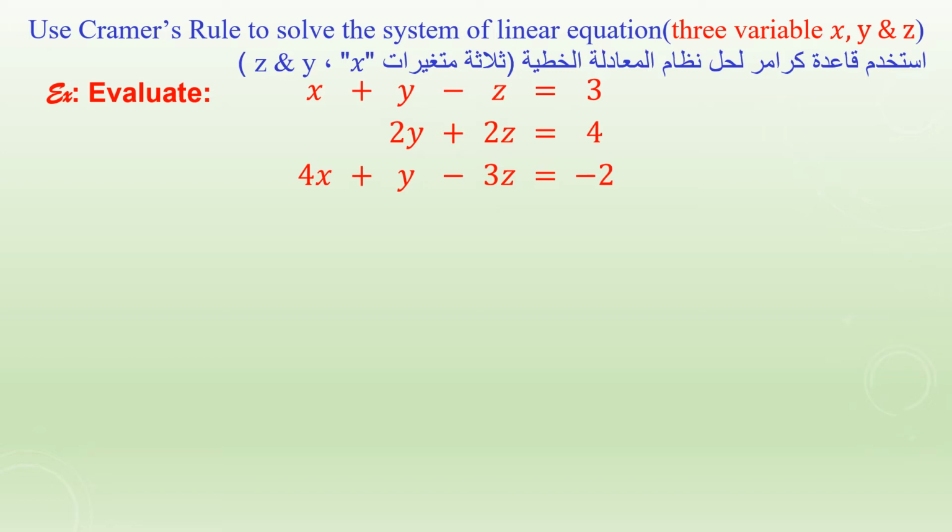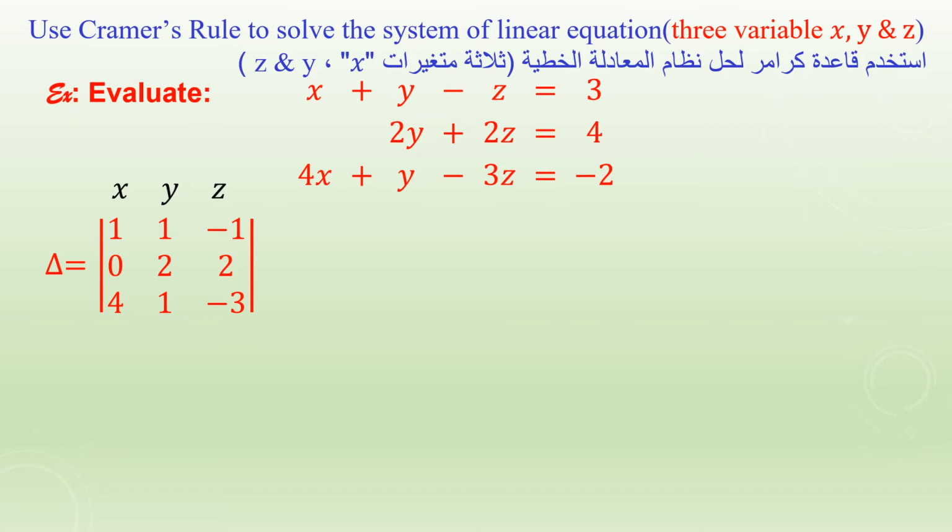The first step is delta. Delta is the coefficients of x, y, z. The coefficient of x in the first equation is 1, in the second equation is 0 because 0 multiplied by anything equals 0, and in the third equation is 4. The coefficient of y in the first equation is 1, in the second equation 2, and in the third equation 1. The coefficient of z is negative 1, 2, and negative 3.